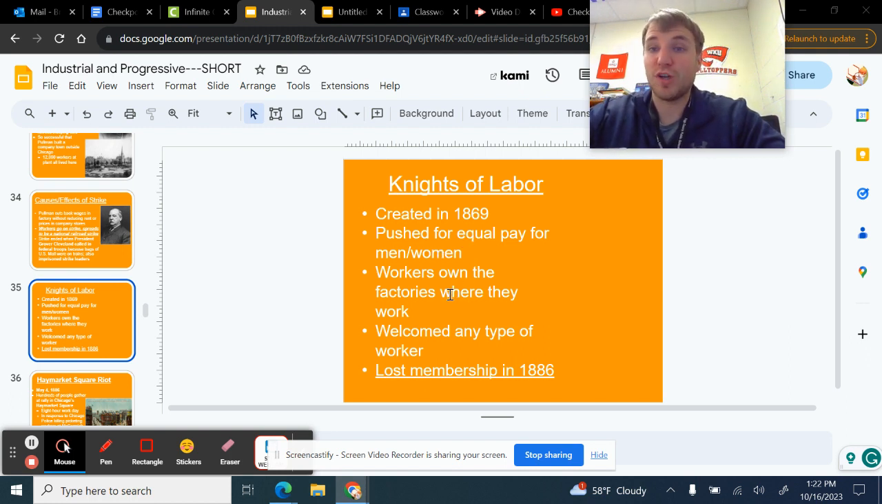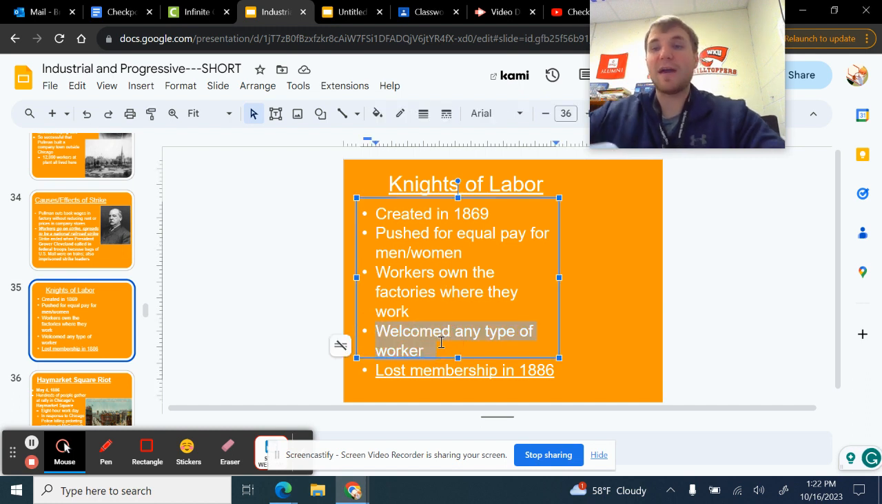Another thing is that workers should have the ability to own the factories where they work, own the stocks, own parts of the company. That was another big thing. The big difference between the Knights of Labor and the AFL is this: any type of worker could be in the Knights of Labor. A plumber, a welder, whatever. If you just had a simple job in the factory, you were in the Knights of Labor. That was good in one sense, but not good in the other, in that they didn't really have a lot of leverage. I'll explain that when we get to the AFL in a second.